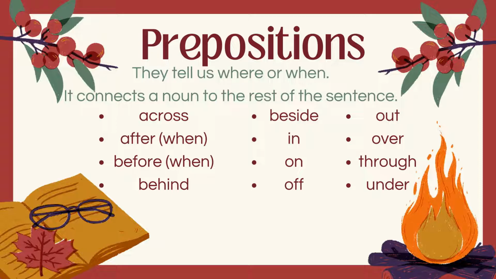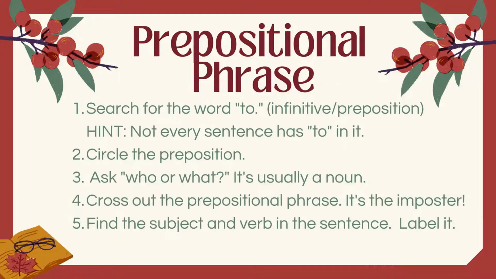Here are some examples of prepositions: across, after, before, behind, beside, in, on, off, out, over, through, and under. Here are some steps that might help us figure out if there's a prepositional phrase in our sentence. Number 1, search for the word to. If you find the word to, it could be used as an infinitive or preposition. Hint, not every sentence has the word to in it.